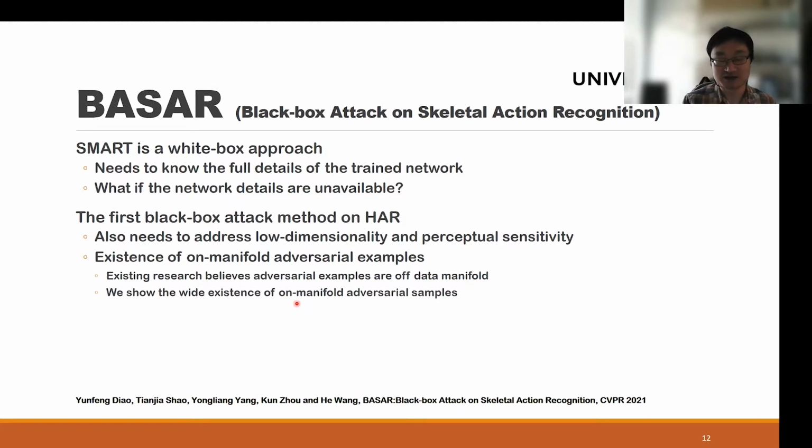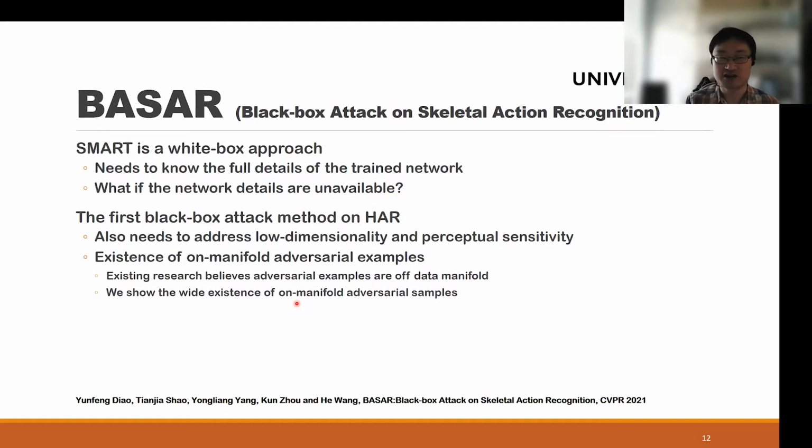So based on SMART, we know that SMART is a white box approach, which means that when you try to calculate the adversary, you need to know the full details of the trained classifier. For example, how many layers, what types of layers, the trained network weights. You have to know all of that, which makes it a little bit unrealistic, right?